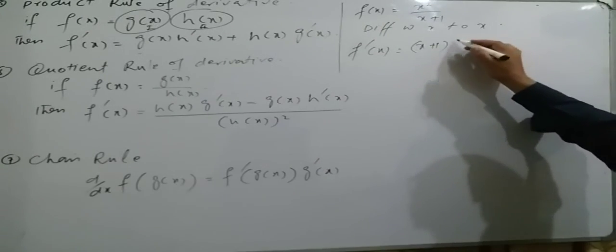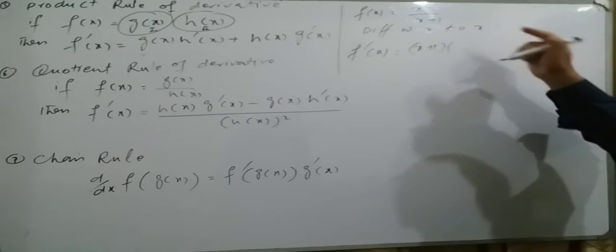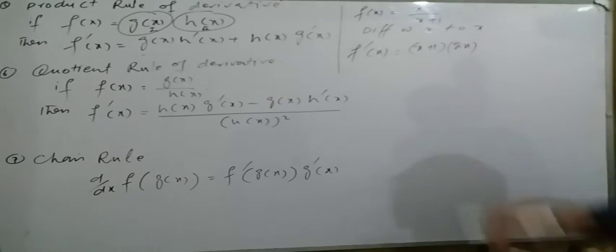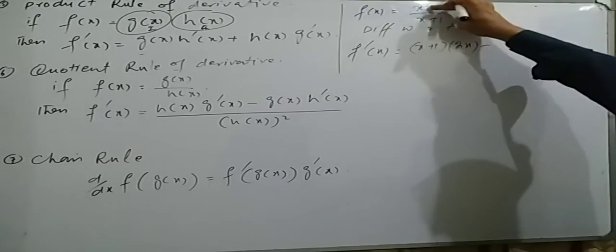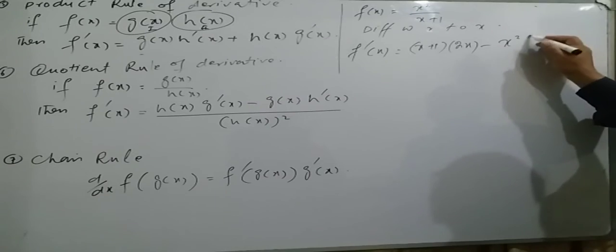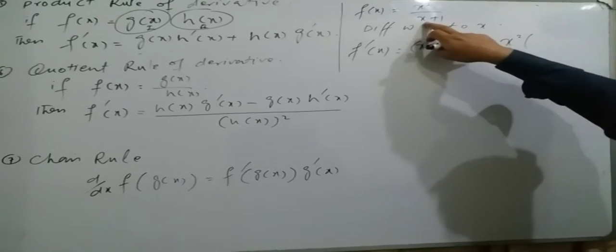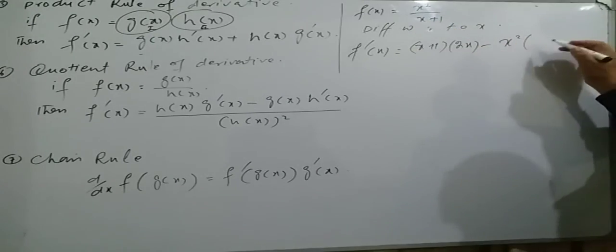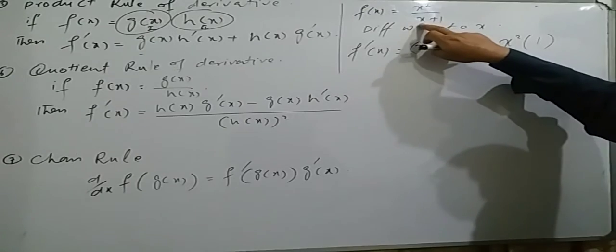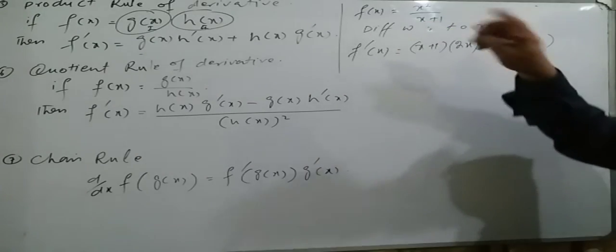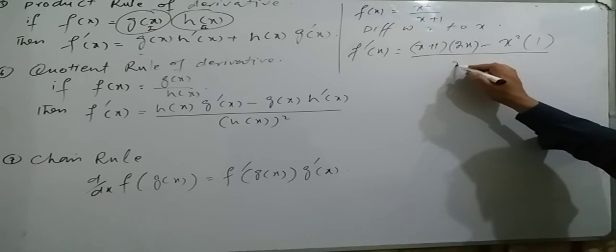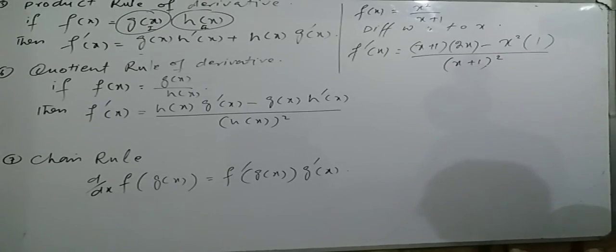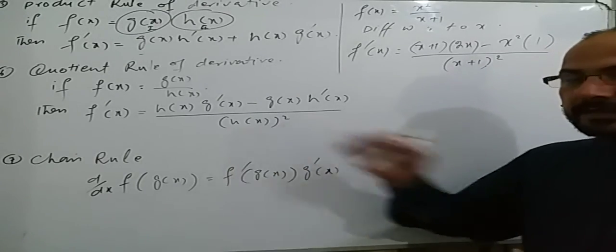x plus 1 times the derivative of g of x, the derivative of the numerator. So the derivative of 2x square becomes what? 2x, minus. Now the numerator, which is g of x, so here we have x square, times the derivative of h of x, the derivative of the denominator, means the derivative of x plus 1, it will become 1. Because the derivative of x is 1 and the derivative of 1 is 0, so it will become 1. And divided by x plus 1 whole square, means the square of the denominator.